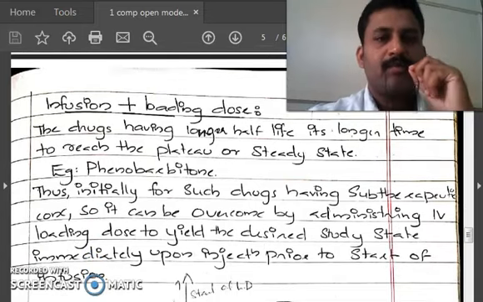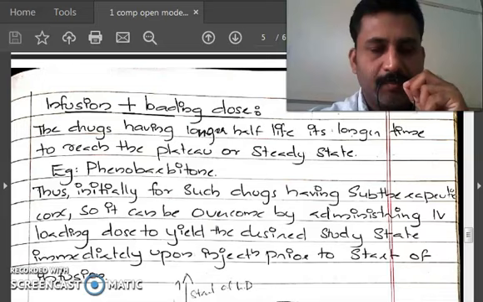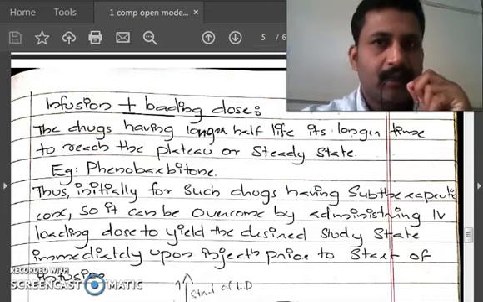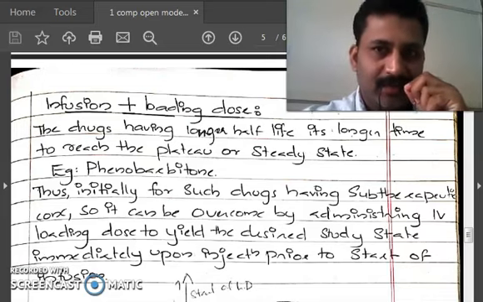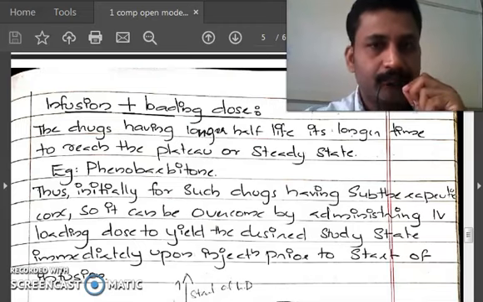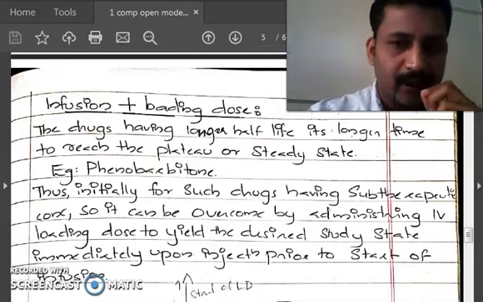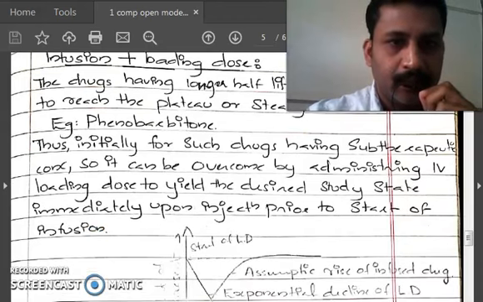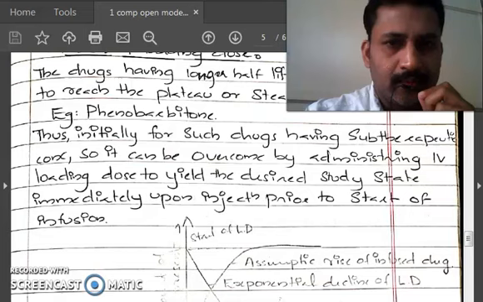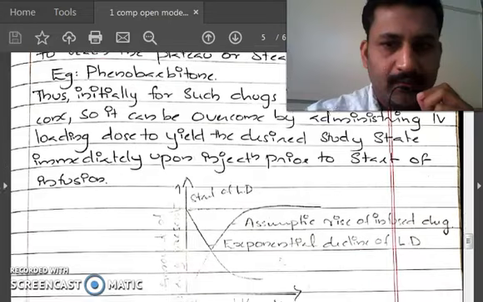That means you will be administering the drug as an IV injection immediately prior to the infusion. That is called the loading dose. The drug is administered initially as an IV injection. That is called the loading dose. An example of a drug having a high half-life is phenobarbital. Then immediately prior to the start of infusion, you have to give a loading dose.